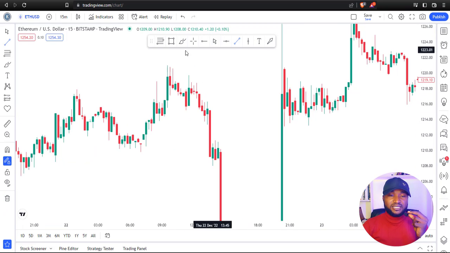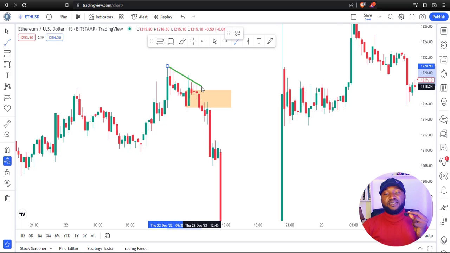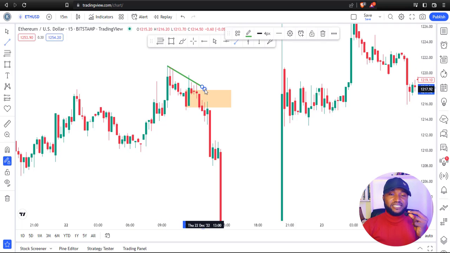Let me expand it. This is your mitigation block, the last bearish candle that was traded to the downside. You can see price pushed through it to that level and then crashed down. We can see that once price entered this place, it crashed down. So we have a failure swing. Remember, it is always a failure swing. And then we saw price respecting that mitigation block. Let's find more of this.